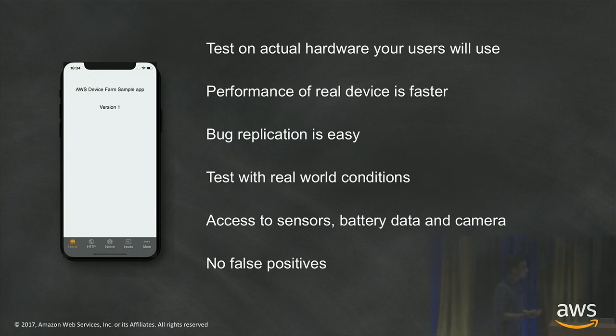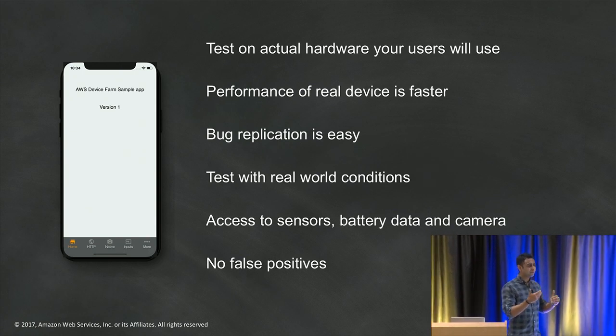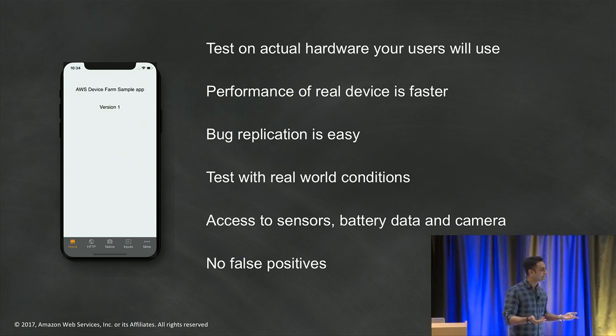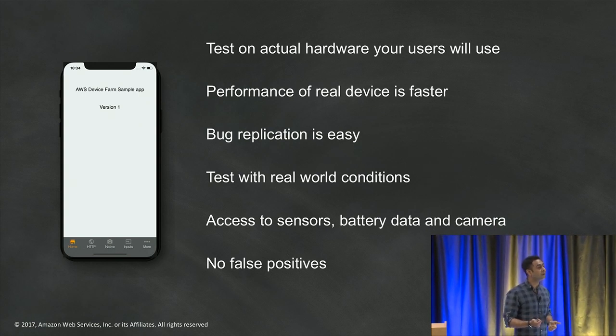Then when we say performance, now this is a fine line. You have to be careful here because you can have emulators and simulators that are really fast and get your job done. But when you say performance, it's relative, right? You are releasing an app that's supposed to run on a device, and that is your baseline of performance because that's the underlying hardware. So when we say performance is faster, that means it's actually what you're supposed to get, what you designed it for. That's why you need real devices. Bug replication is easy. There could be some interaction.